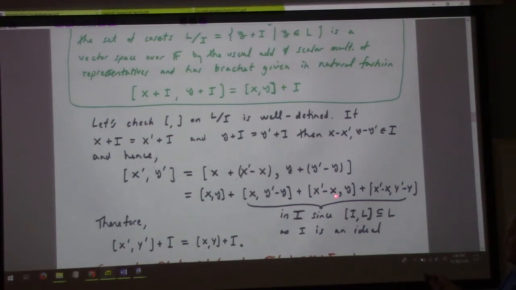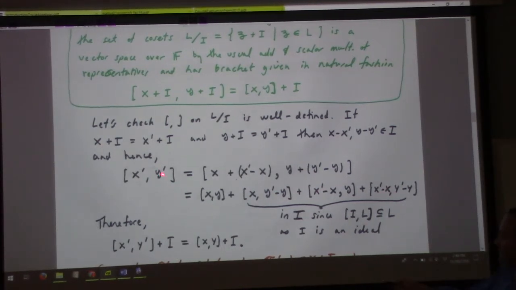Gives me that x minus x prime is in I. And this equal to that gives me that y prime minus y is in I. But since I is an ideal, x with anything in I is in I again. And since I is an ideal, y with anything in I is in I again. And over here, you've got two things in I, which bracketed together give you something in I again. So you've got a sum of things in I again. So it's all in I.